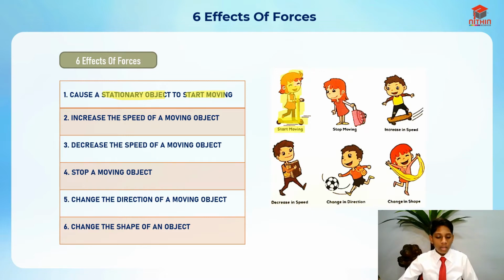Okay, next, increase the speed of a moving object. So basically he pushed his foot on the ground, causing the skateboard to actually increase in speed. Okay, next, decrease the speed of a moving object. So usually when he's walking, he's actually quite fast, but he's carrying a heavy load, thus making him move slower because he needs to carry the heavy load.